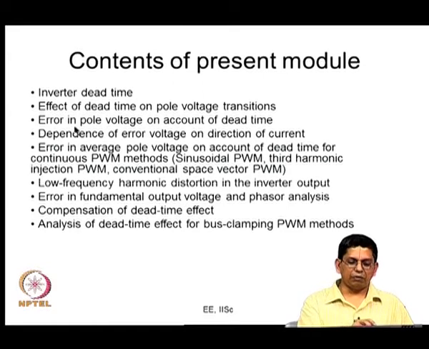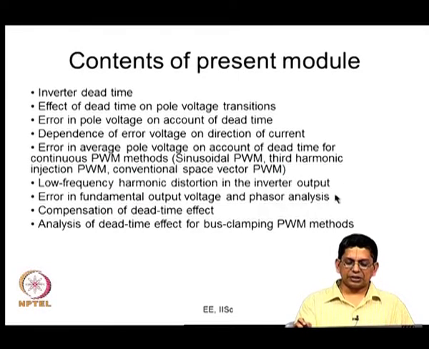So, we saw in the previous lecture how exactly this pole voltage transitions are affected. It is delayed sometimes by this dead time TD, and we looked at what would be the kind of error voltage. We looked at the dependence of error voltage on the direction of current. For positive current, or what we call positive current, the error is negative and vice versa. And we looked at many continuous PWM, or our particular focus was on sinusoidal PWM methods.